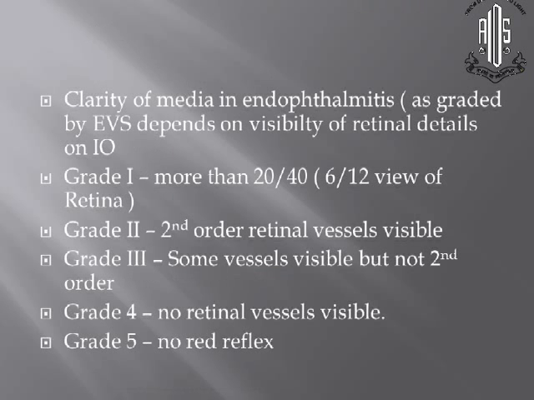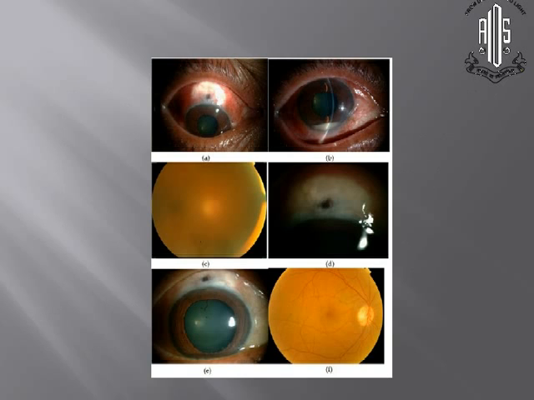So the Endophthalmitis Vitrectomy Study had different grades to grade endophthalmitis depending on visibility. Grade 1 was most of the retina could be seen. Vision was about 20/40, 6/12. Grade 2, the second order retinal vessels were visible. Grade 3, some vessels are visible but not the second order. Grade 4, you can see no retinal vessels. And grade 5, then there is no red reflex. These are some pictures which illustrate the endophthalmitis.